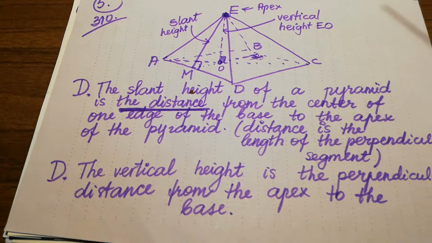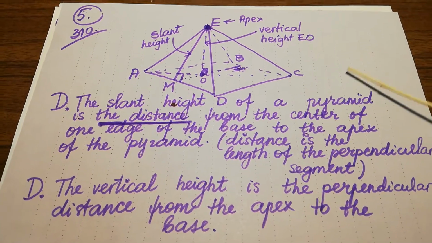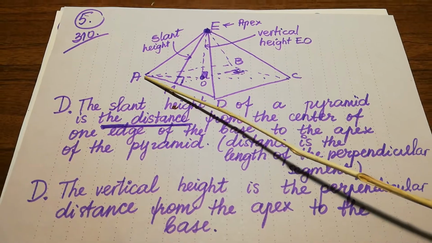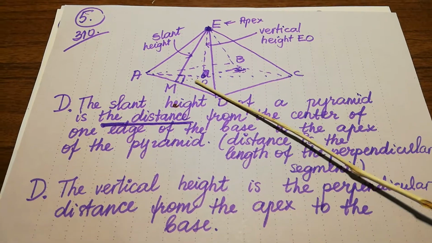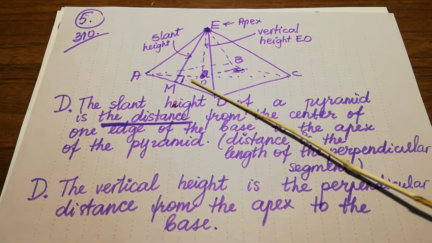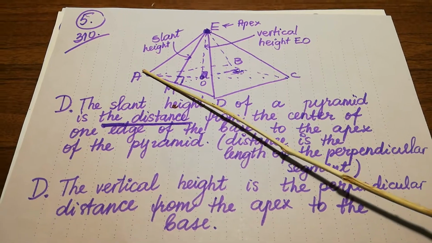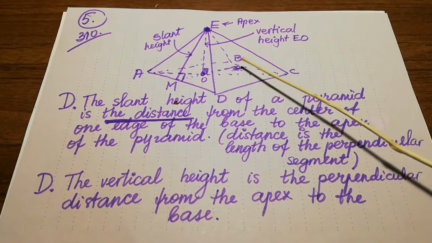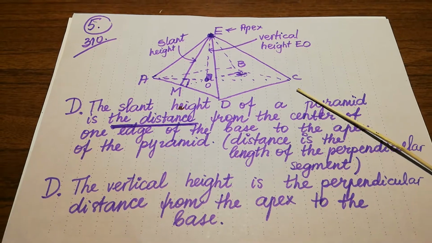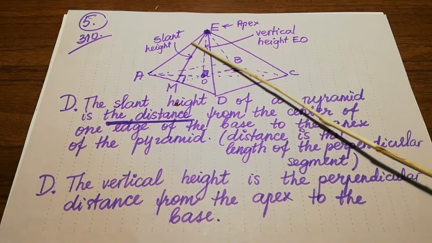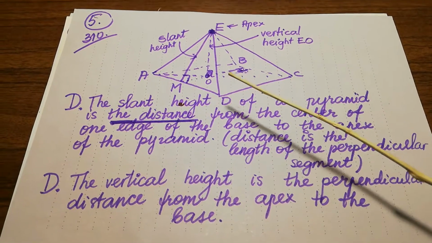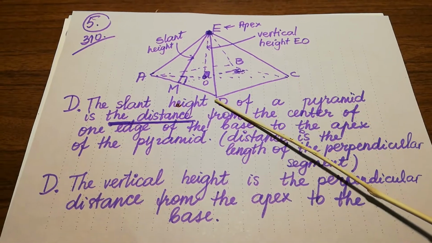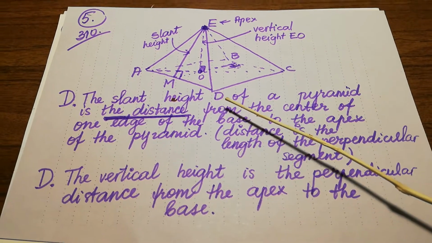Let's see what we can name, all the parts of this pyramid. These are already mentioned faces. AED is one face, DEC is the second face, BEC is the third face, and AEB is the fourth face. But ABCD is named as the base.